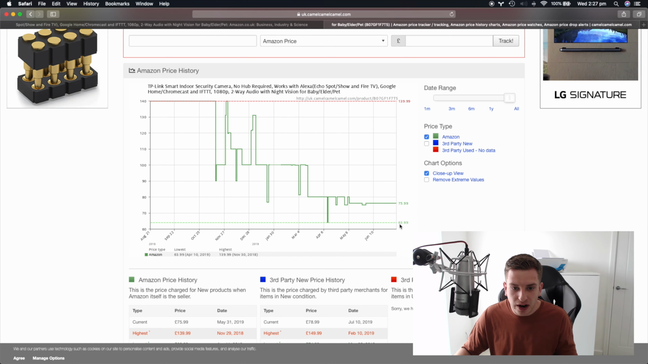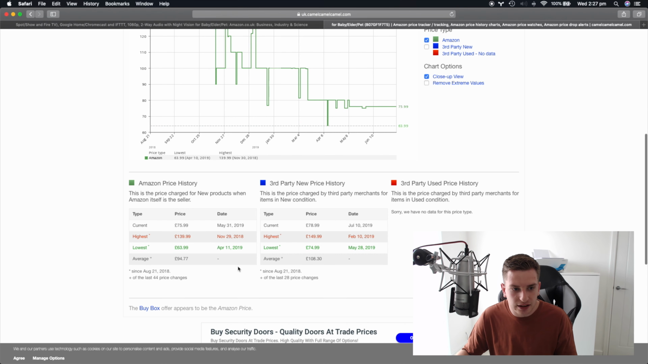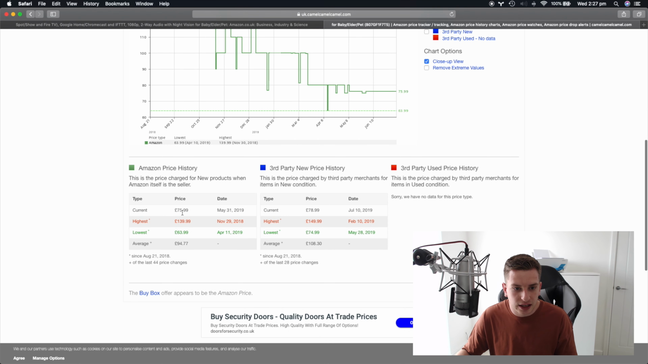With the lowest it's ever been was $63.99. Now, if we scroll a little bit further down, we can actually look at that data and we can see the most expensive it's been was on November the 29th, 2018. Now, this is probably when that product was launched. They are always the most expensive, but we can actually see that the current price is $75.99 on May the 31st. And the lowest it's ever been was $63.99 on April the 11th, 2019.